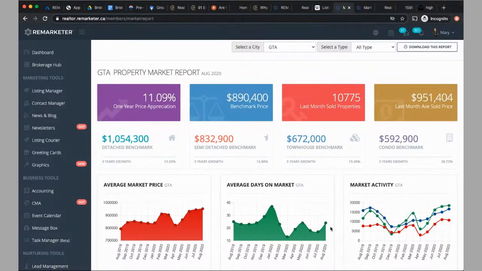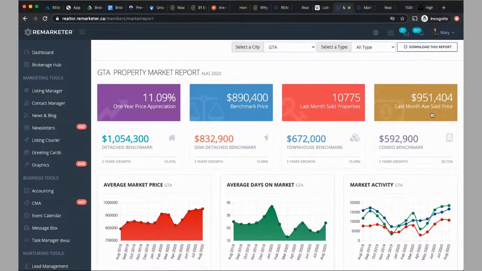All right, so the first question is always this: what is a benchmark price, and how is it different from the average price? The benchmark price is a very, very important indicator of the market, and it allows us to better compare market values in different areas of the market. So the keyword here is comparison, as well as better understanding the trends in a market. I'll give you an example.